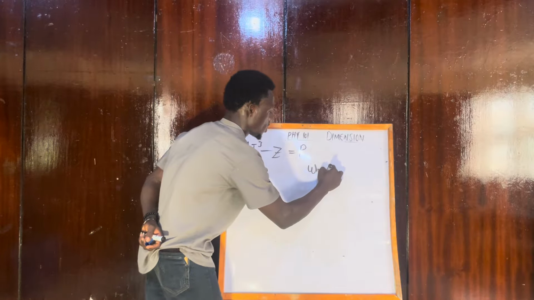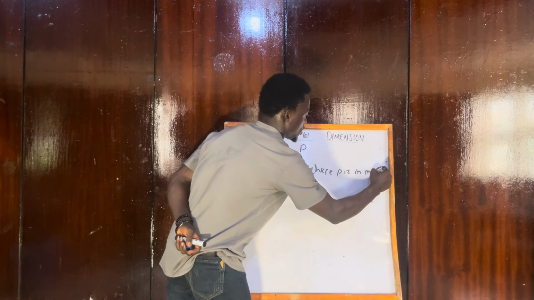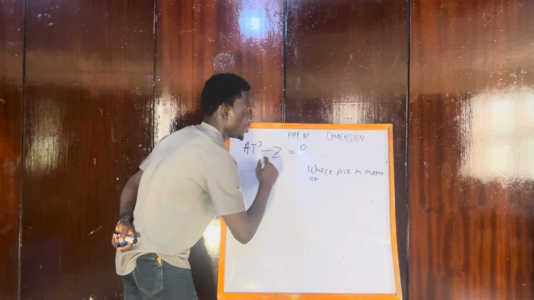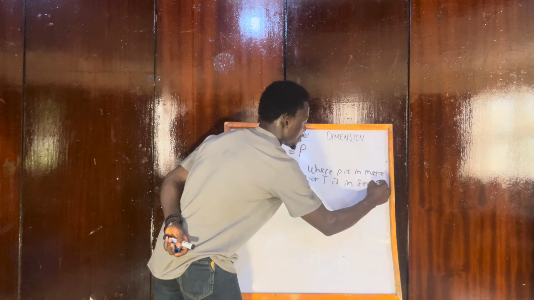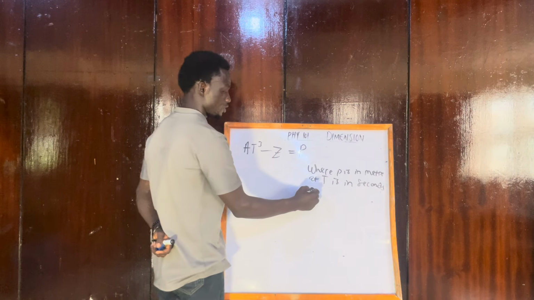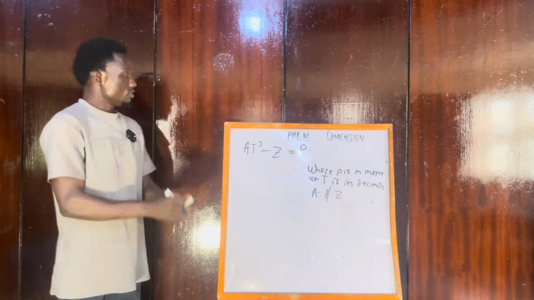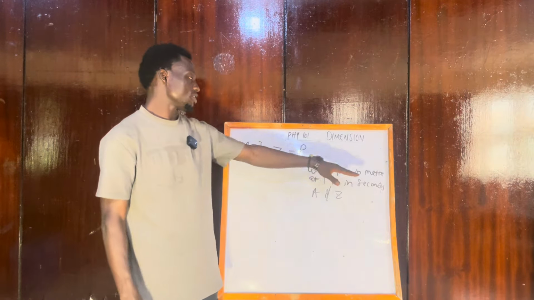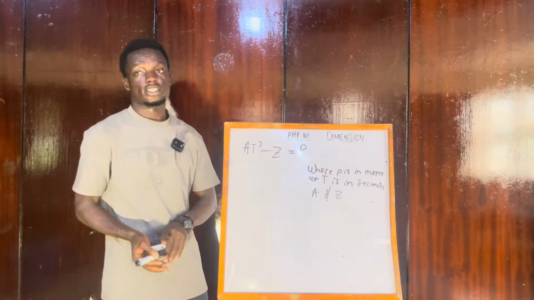where P is in meters and t is in seconds. Find the dimension of A and Z. So this is a particular question. At cubed minus Z equals P, where P is in meters and t is in seconds. We have to find the dimension of A and Z.